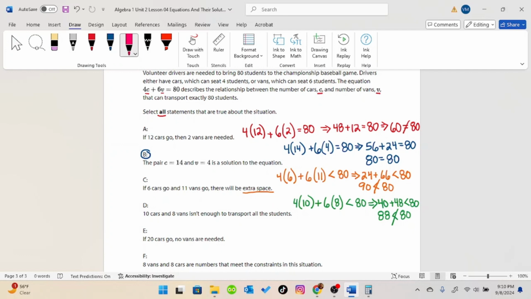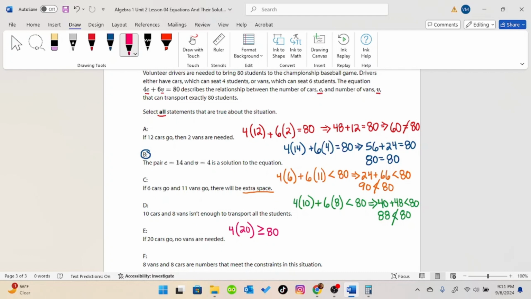Choice E. If 20 cars go, no vans are needed. So we would substitute 20 in for C, and this would need to be greater than or equal to 80, because we could either have more than 80 seats, and that would be more than enough to support all the students, or it could be exactly 80 seats, and that would be just enough to take all the students.